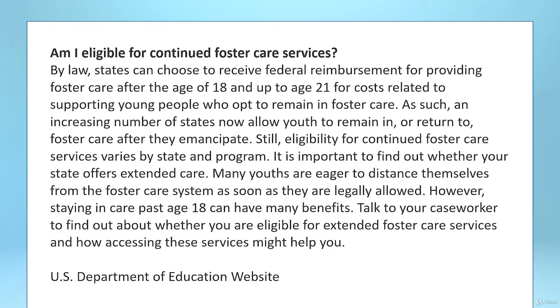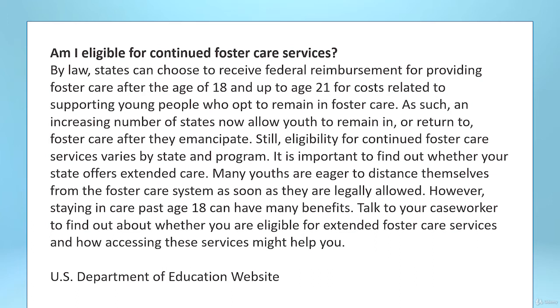Am I eligible for continued foster care services? By law, states can choose to receive federal reimbursement for providing foster care after the age of 18 and up to age 21 for costs related to supporting young people who opt to remain in foster care. As such, an increasing number of states now allow youth to remain in or return to foster care after they emancipate. Still, eligibility for continued foster care services varies by state and program. It is important to find out whether your state offers extended care.